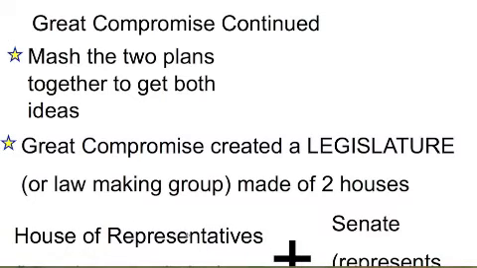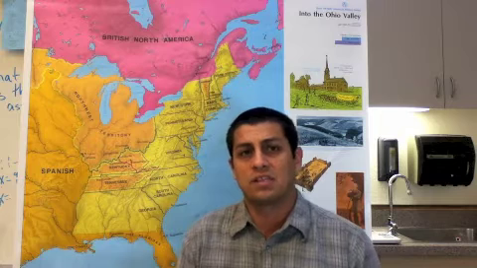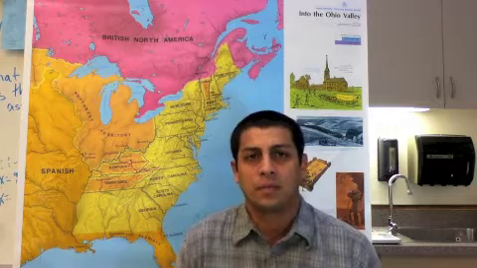Roger Sherman proposed this Great Compromise and ended up mashing the two plans together, the Virginia and New Jersey plans, and it ended up being that there would be two houses, one called the House of Representatives. The House of Representatives would represent states based upon their population. So if you had a larger population, you would have more say in that house. And another house called the Senate, which represented all states equally.